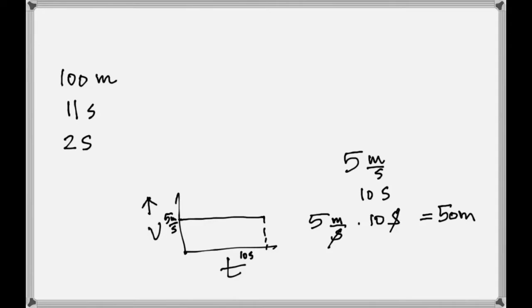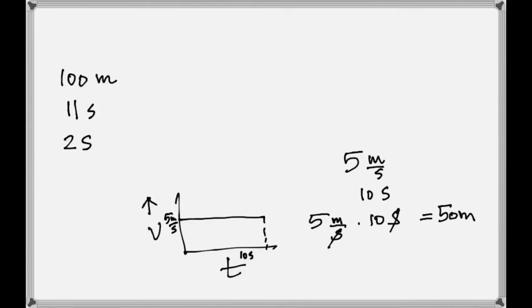Now if you can't do it, I'll be sad. So the area of a velocity time graph gives you displacement.